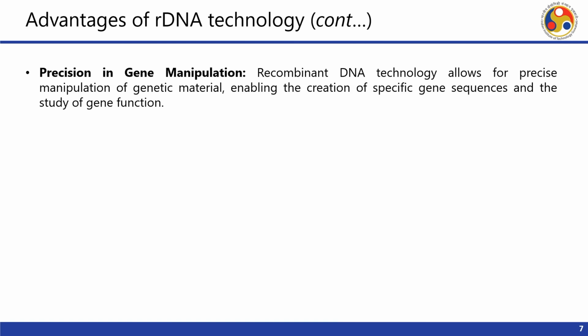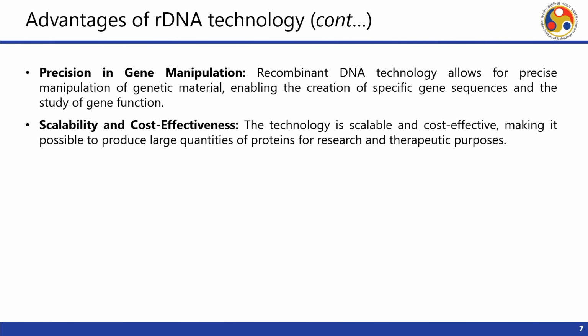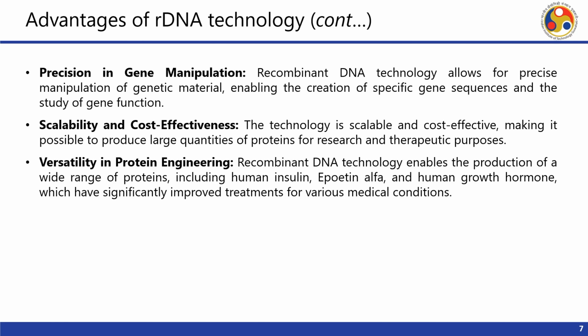We have precision in gene manipulation when we are using this particular technology. Recombinant DNA technology allows for precise manipulation of genetic material, enabling the creation of specific gene sequences and the study of gene function. Then there is the advantage of scalability and cost effectiveness. The technology is scalable and cost effective, making it possible to produce large quantities of proteins for research and therapeutic purposes.